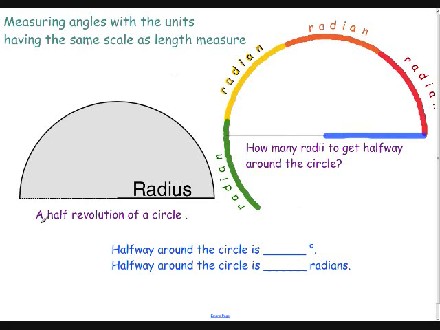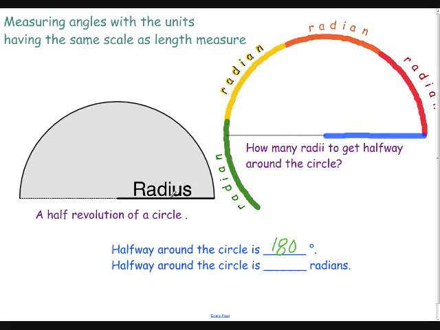I'm going to say that we're going to start out figuring out how to measure, what would we call the half revolution of a circle? Call it a semicircle, and how many degrees does it have? 180 degrees. But now I want to measure it in terms of a length, and I'm going to use the radius, the length of the radius, as my way of measuring my angle.